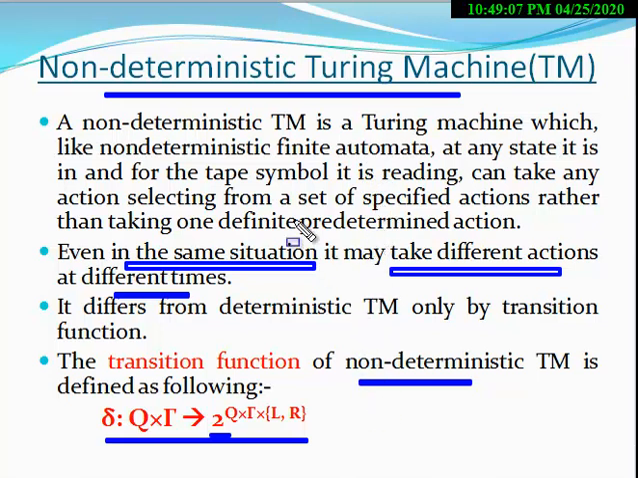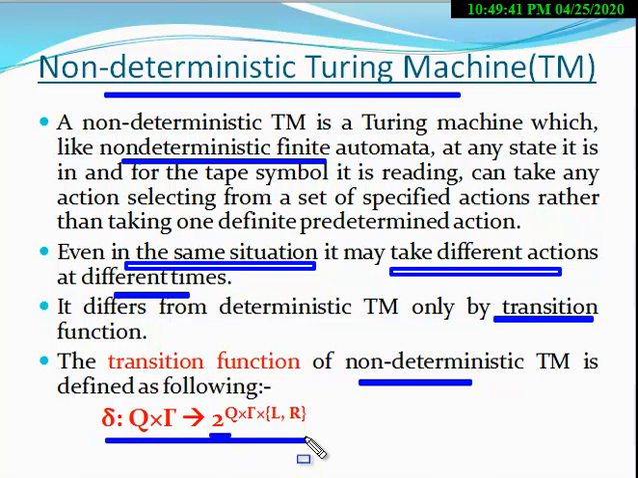So non-deterministic Turing machine is like a non-deterministic finite automata, and in the same situation it may take different actions at different times. Third point, it differs from deterministic Turing machine only by the transition function, right? The transition function of non-deterministic Turing machine is defined like this: delta such that Q cross Tau goes to 2 to the power Q cross Tau cross {L, R}.